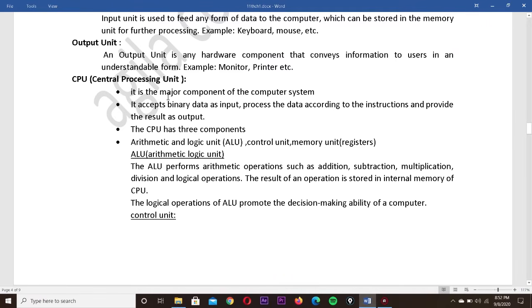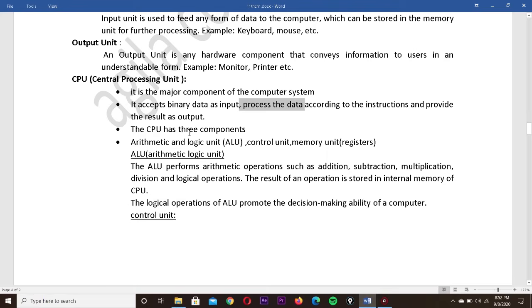CPU is the central processing unit, it is a major component, okay. That's very important, major component. It accepts binary data to process. This word is very important, okay. It takes the data and processes it according to the instructions and provides the result, okay.